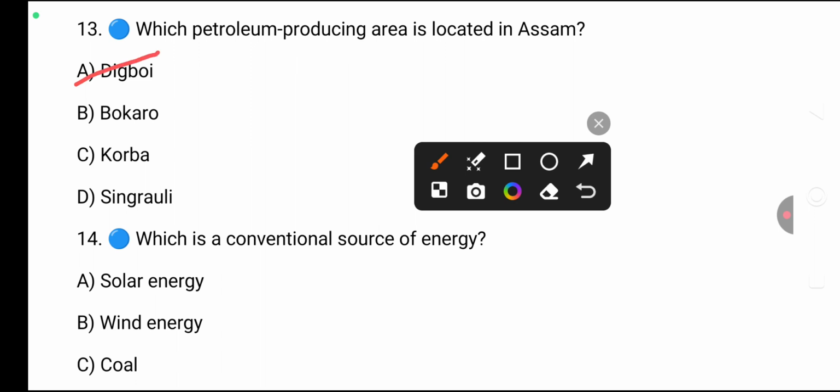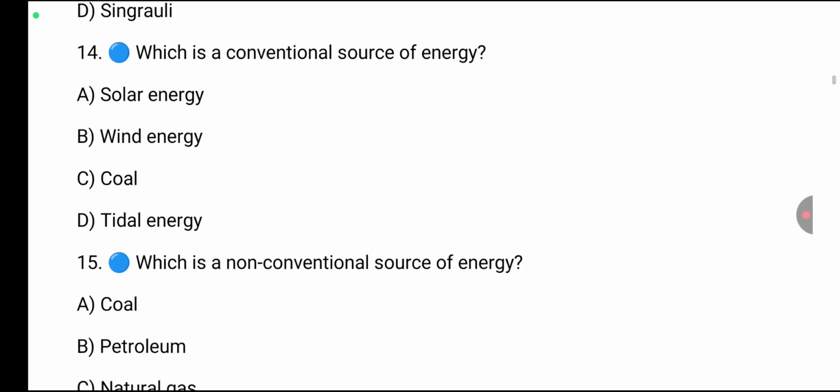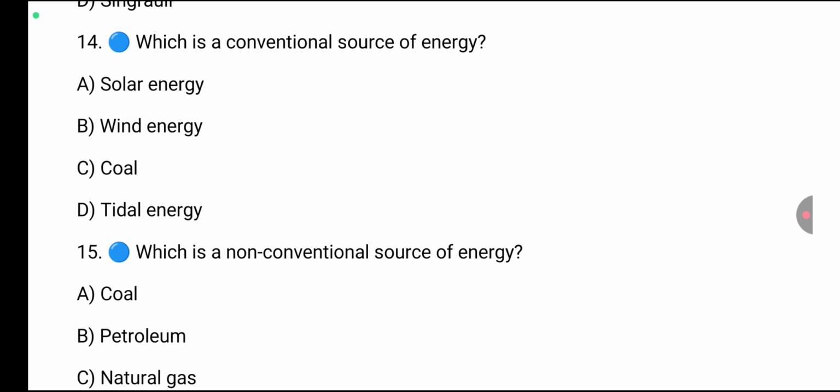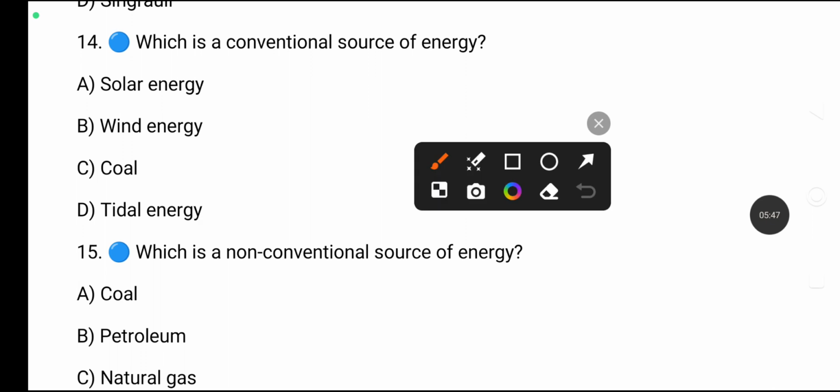Now moving on to question number 14. Which is a conventional source of energy? Solar energy, wind energy, coal energy, tidal energy. Answer will be C, that is coal energy.